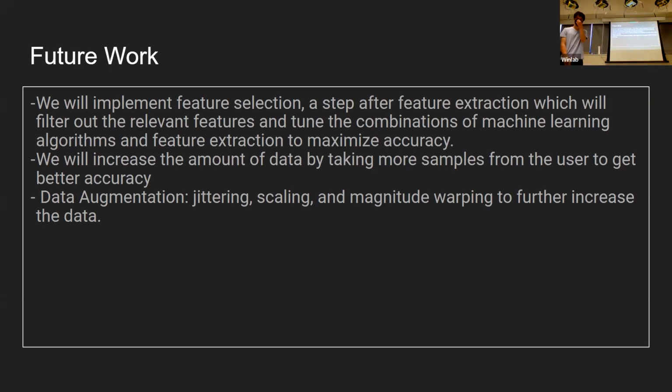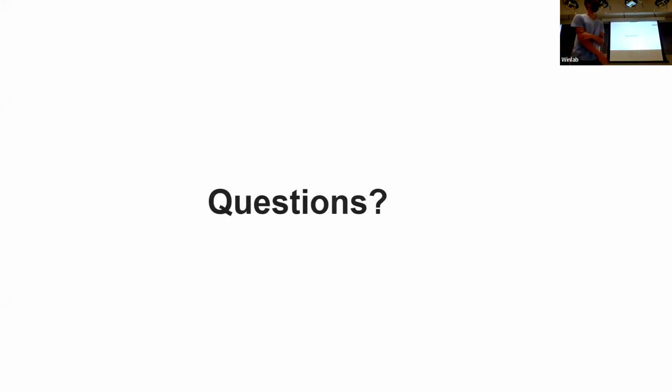For future work, we could gather more data from the users, and we could use a combination of machine learning algorithms, and we could also implement a feature selection model. Currently we just have the feature extraction part. If we implement the feature selection part, it would predict the user better. Also we could use data augmentation like jittering, scaling, and magnitude warping to further increase the amount of data that we have. Yeah, we'll be taking any questions.